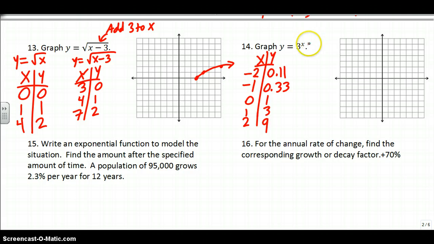Notice there's no shifting, no moving thanks to the x, and there's nothing being added or subtracted at the end. So this is just the graph as it is. Negative 2, 0.11 is right there. Negative 1, 0.33 is right there. Do the best you can as far as approximating it. 0, 1; 1, 3; 2, 9 is going to be somewhere up here. So you get the basic shape of what's going on here. Any of your exponential graphs should look like this. If it's decay, it'll look like going down this way, okay?